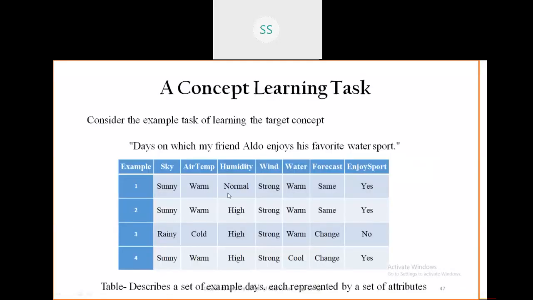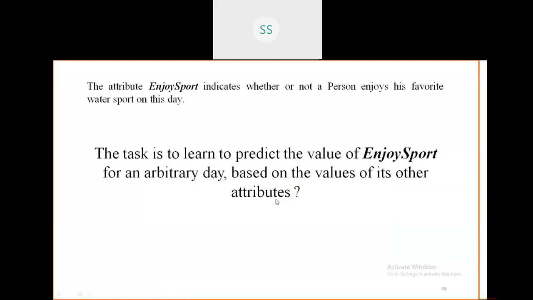The basic task: this is my input, and we have stored it in my database. I have all the enjoy sports values here, and I have to predict the value of enjoy sports for an arbitrary day, in the sense of any given day. For any given day I have to decide whether you are going to enjoy the sports or not. That is the task here.